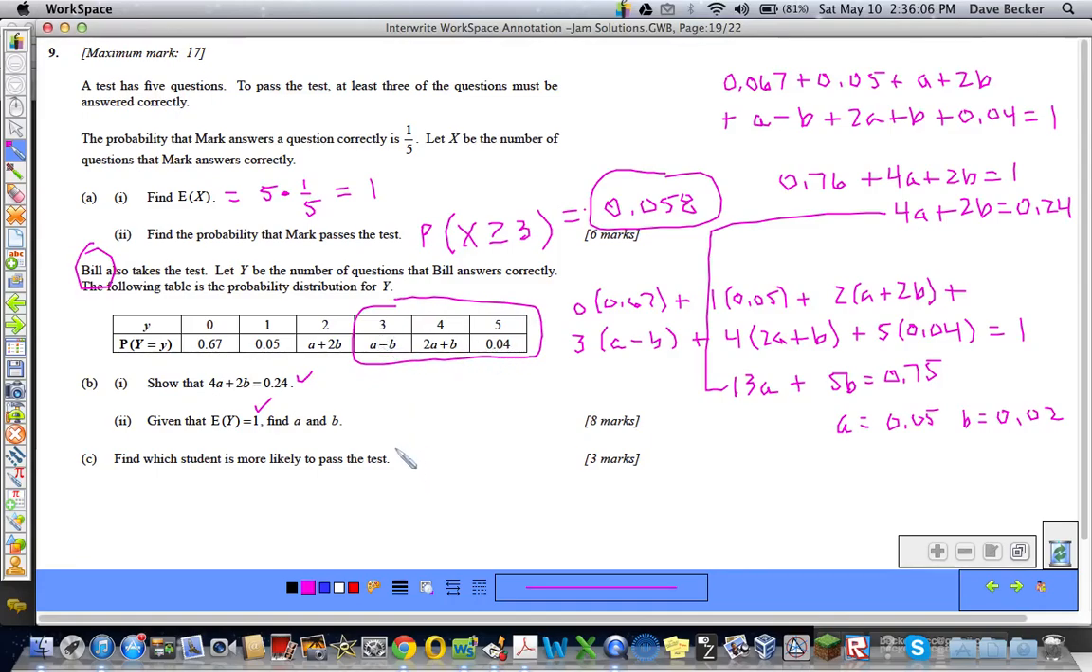So the probability of Bill getting 3 correct is 0.05, sorry. And then 2a plus b, so 2 times 0.05 plus 0.02, plus 0.04. And if you add all that up, you get 0.19, which is greater than 0.058. So you would have to write Bill. You could just write Bill, actually, but to be safe, Bill is more likely, and you are done like a bun.